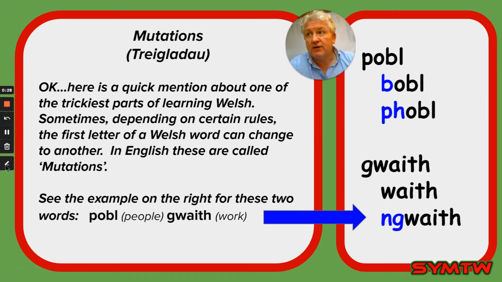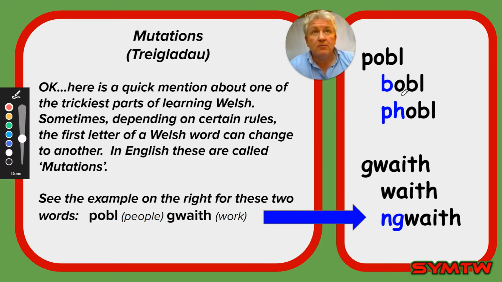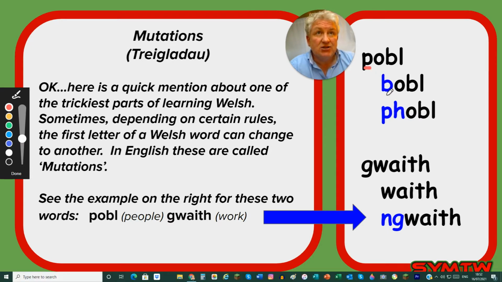So if we have a look at these examples here, the word pobl, meaning people, the P can change to a B, and even sometimes to a PH. So pobl is pronounced bobl or phobl. Likewise, the word gwaith, meaning work, starts with a G. That G can disappear sometimes and just leave the word waith, and it can change to ng. Fy ngwaith means my work.